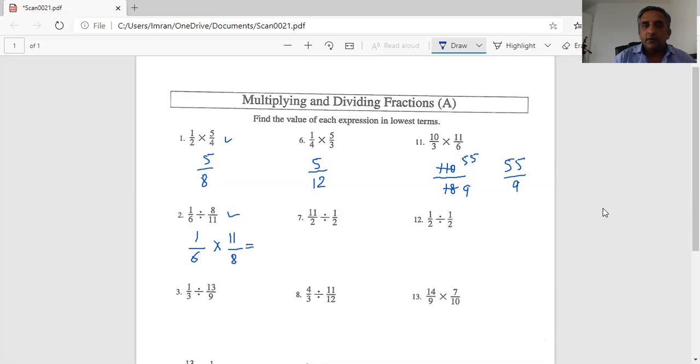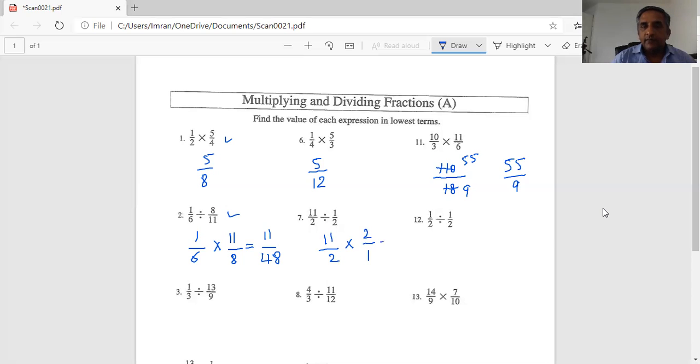Right? So now we times 11 with 1, so it's 11 over 8 times 6. 8 times 6 is 48. And that's it. This is the answer. Here in question number 7, it's 11 over 2. We'll keep it the same. Then remember, change this divide sign into times. And when we change it, this 1 over 2 will be flipped over. It will become 2 over 1.